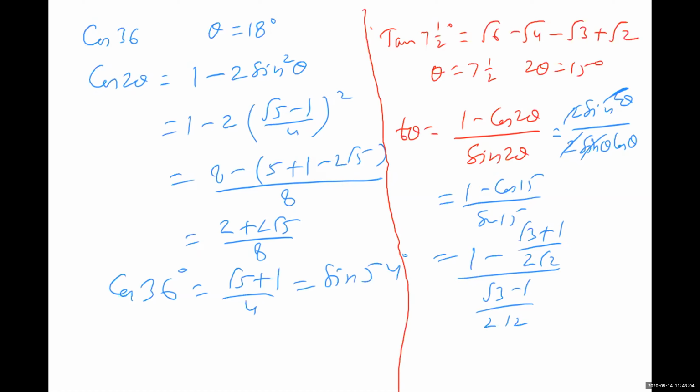So here a small manipulation you have to do after this. This is 2 root 2 minus under root 3 minus 1 upon under root 3 minus 1. Now you can see in the question the denominator is not there, so multiply by under root 3 plus 1, divide by under root 3 plus 1, you will get the answer directly.